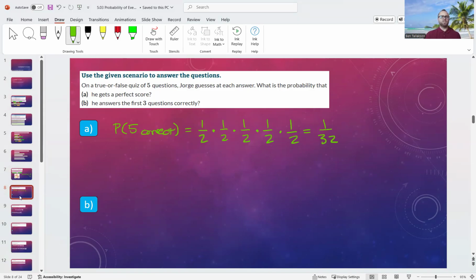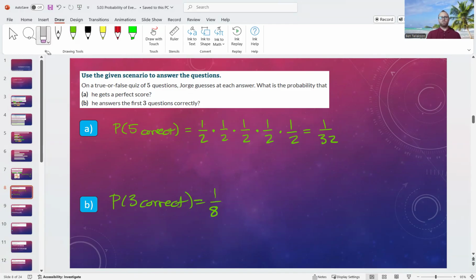So B, he answers, we want to know the probability now that he answers the first 3 questions correctly. We don't care about the other 2. Well, that's the same thing we just did, just less of it, right? We're just talking about these 3. So if we multiply those together, probability of 3 correct, we're multiplying those 3 together to get 1/8.